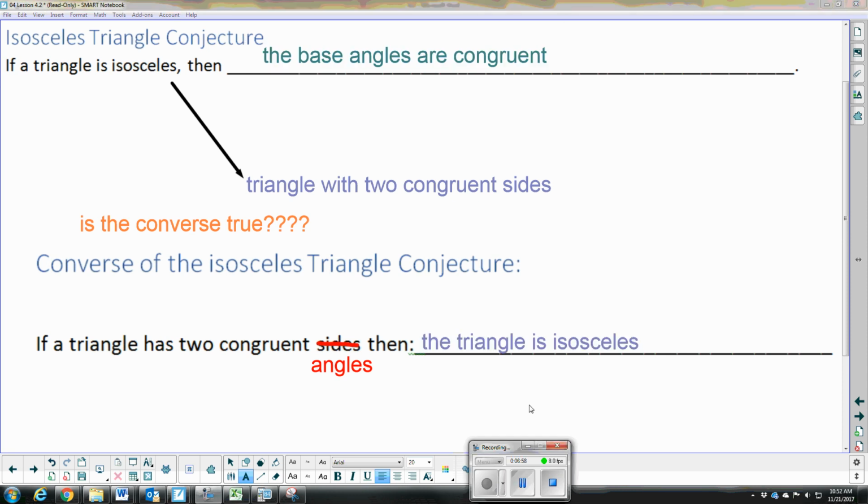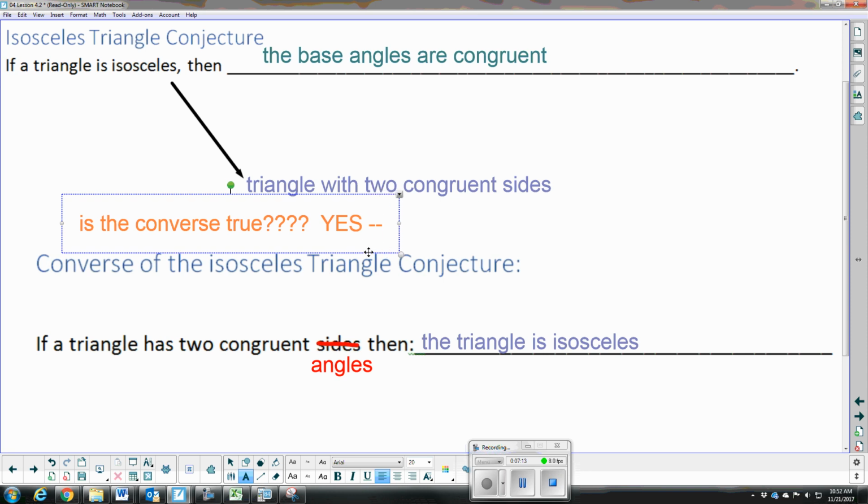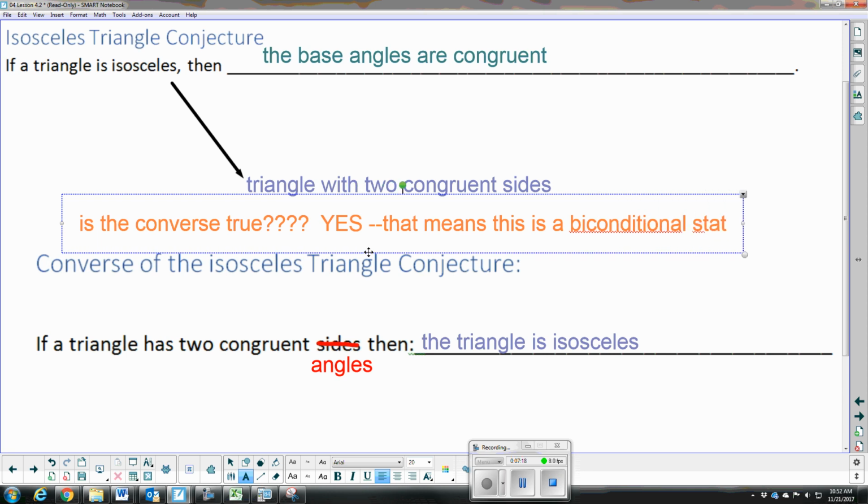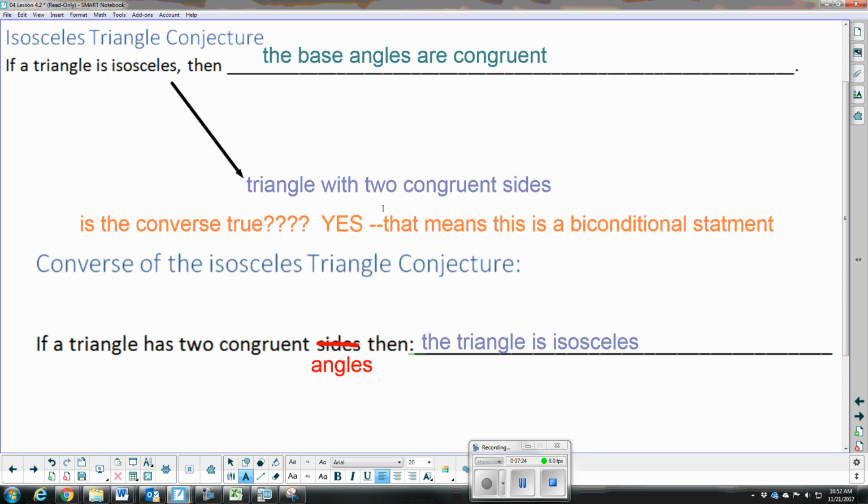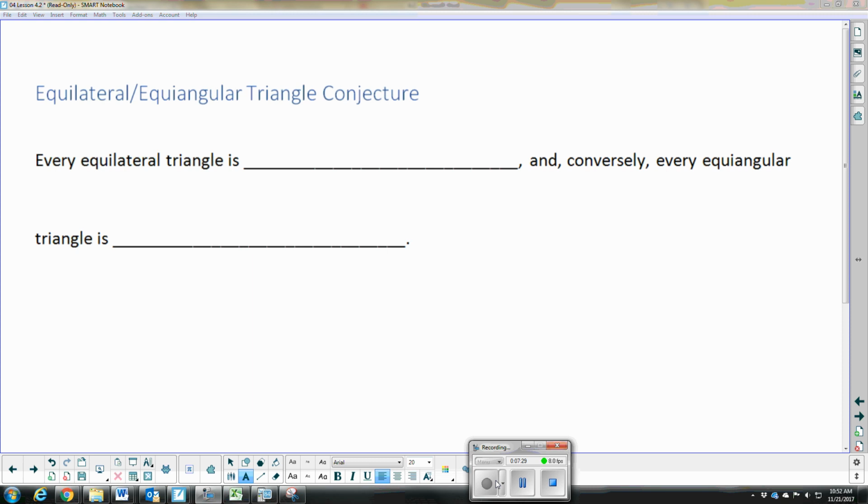So in this case, the converse and the isosceles triangle conjecture are both true. So is the converse true? Yes. That means that this is a biconditional statement. So this says that both the conjecture and the converse of the conjecture are both true. So it is biconditional.